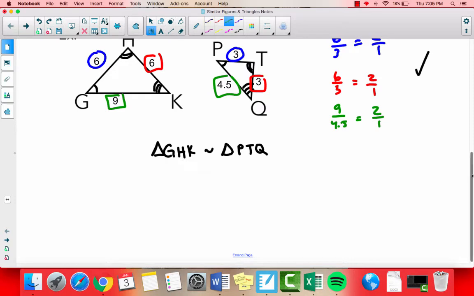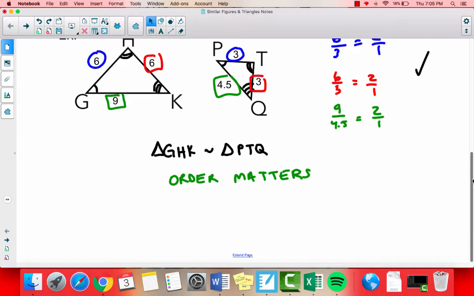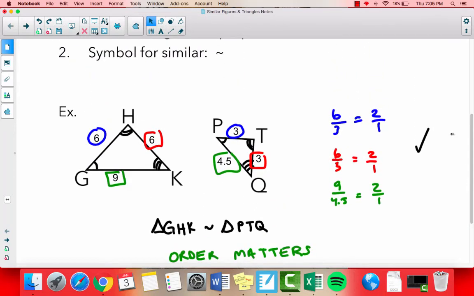Now, one thing to be very conscious of when you're writing similarity statements is that the order matters. All right, so the order that you put your letters has to be matching in both. So G was the same as P, so they had to go in the same places. H was the same as T, so they had to be in the middle, and so forth. You want to make sure you go in the same order each time. And that's it. So check the ratios, check the angles, and then if it's similar, write your similarity statement.